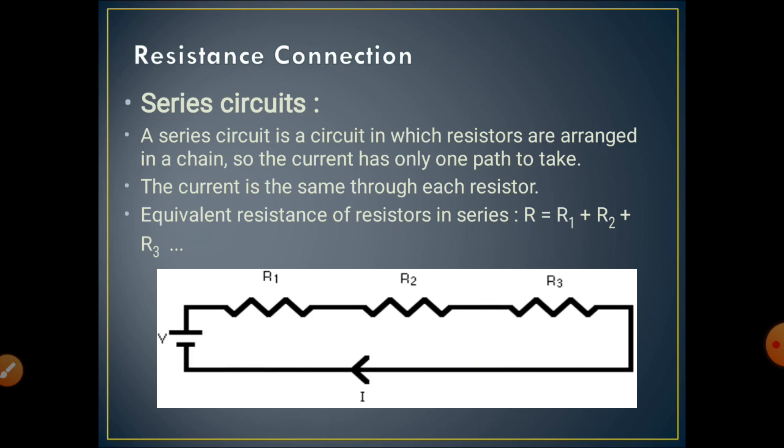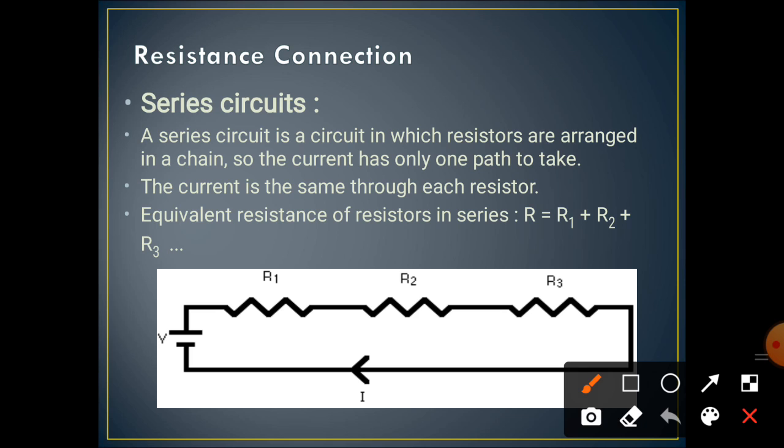Next one, resistance connection. In resistance connection, there are two types of connection. First one is series connection. Next one is parallel connection. Series connection is where one, two, three or more resistances are connected in series. Series means it is a continuous connection.